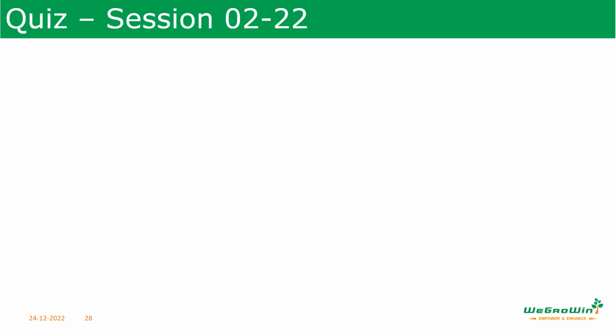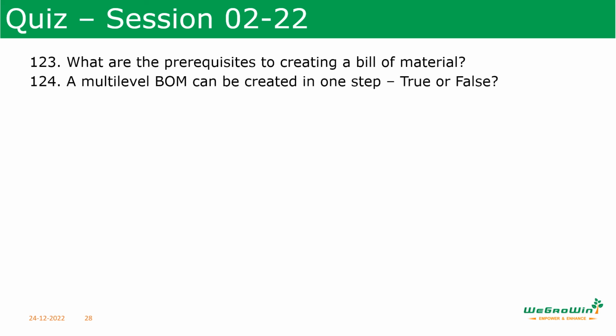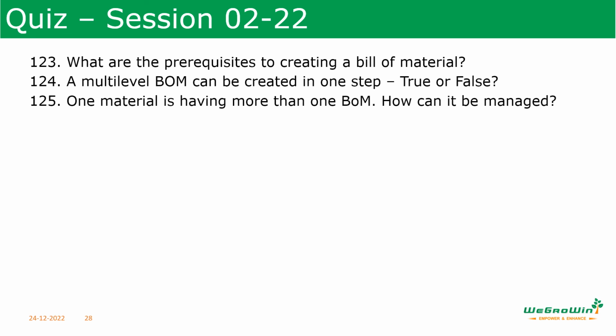So let us see some quiz questions for this session. What are the prerequisites to create a bill of material for one material? A multi-level BOM can be created in one step, true or false. One material is having more than one bill of material. How can it be managed? Because sometimes it is possible, no? So how should we manage it?